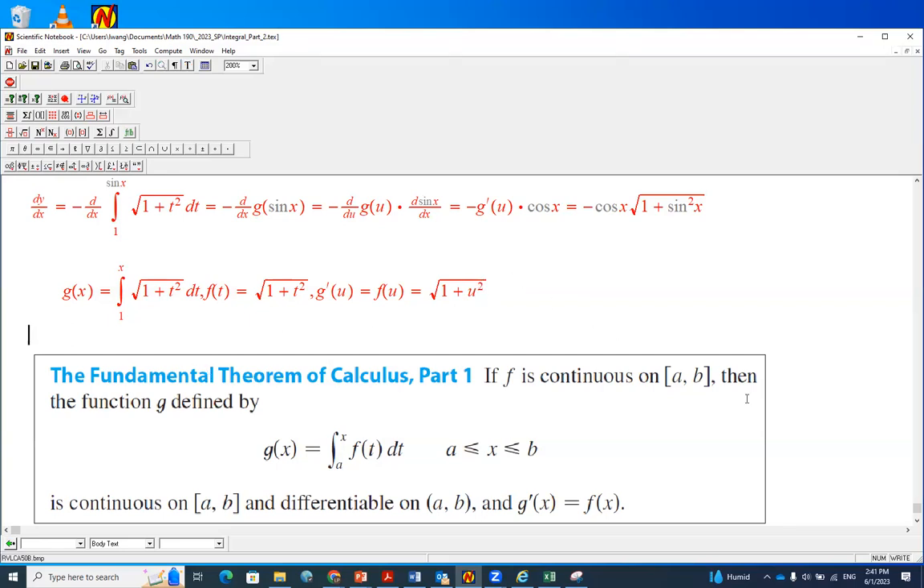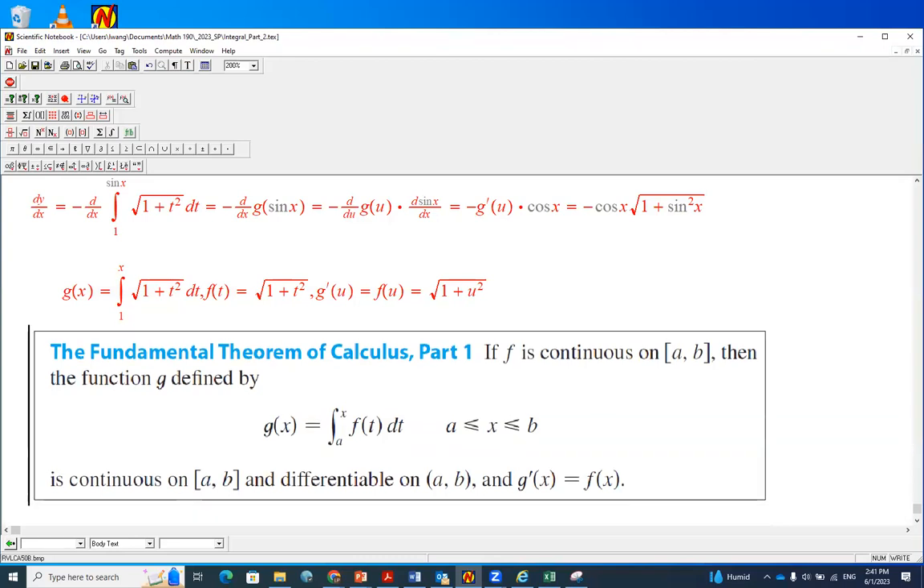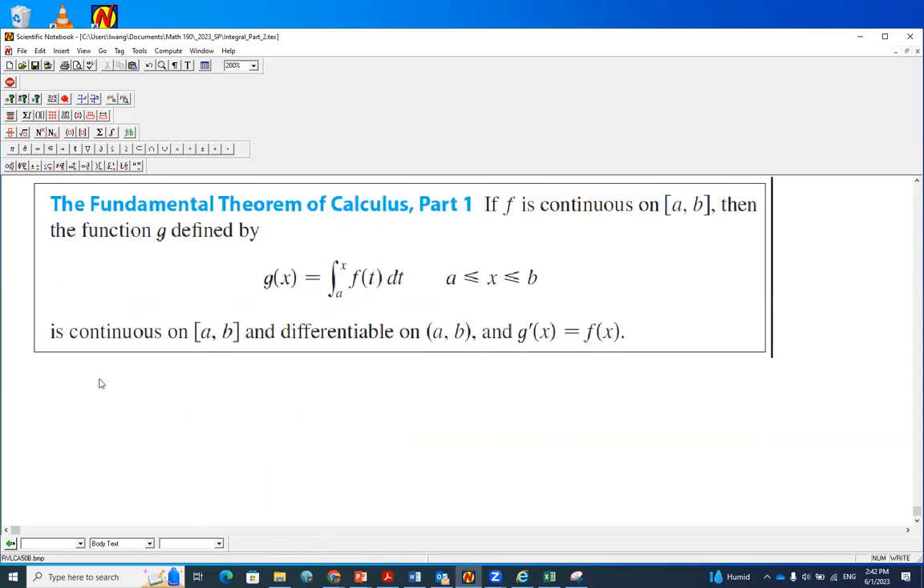So last but not least, I'm going to do an example from your homework. Okay, and this example hopefully will bring some fresh air. So another example.